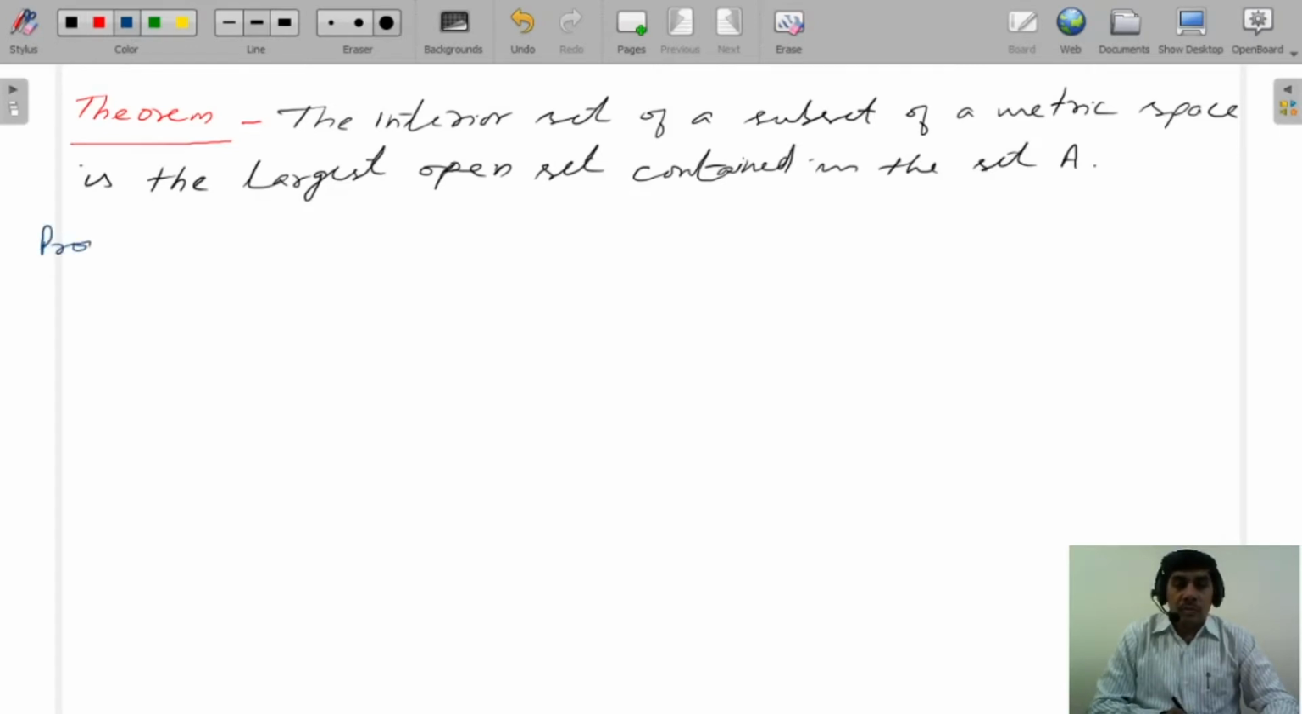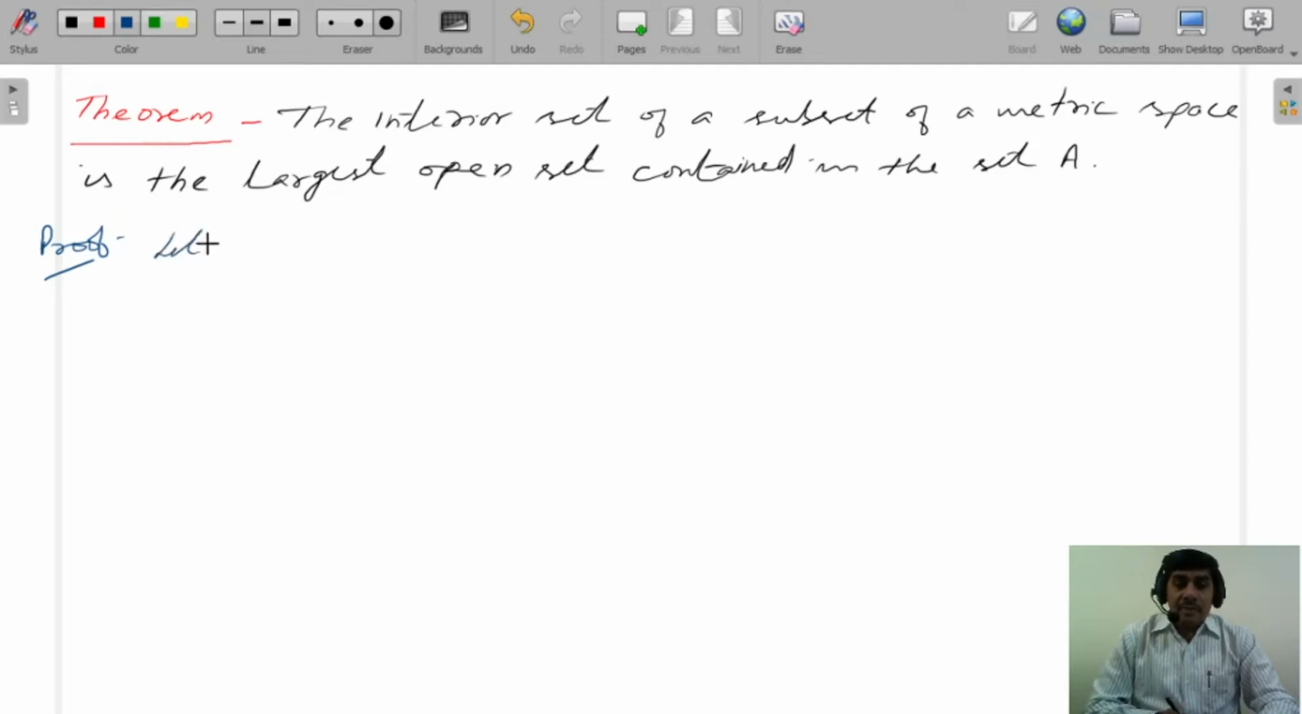Proof: in this theorem we have to prove three results. First, we will prove the interior of any subset of a metric space is an open set. Second, we prove that the interior of the set is a subset of the given set. And third and last, we have to prove that the interior of the set is the largest open subset. So we will discuss one by one.